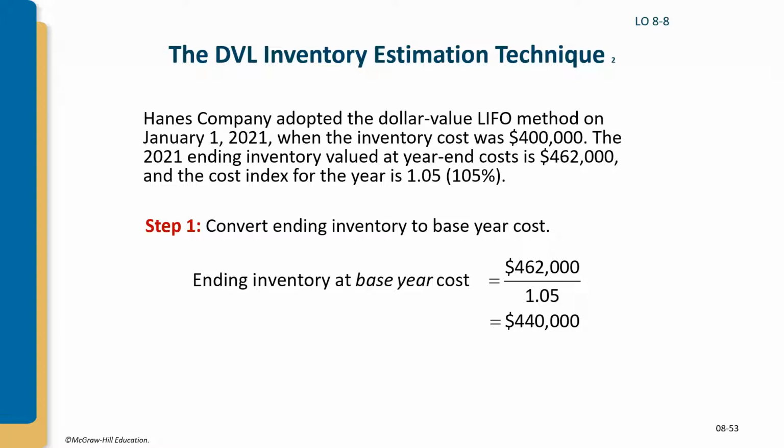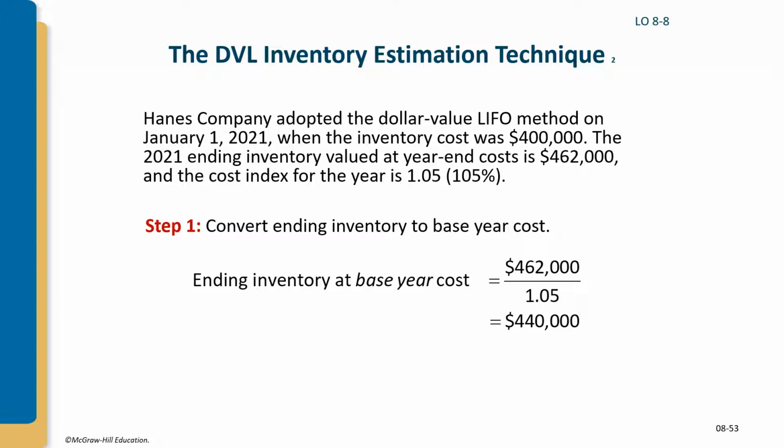2021 ending inventory in the ending inventory account was $462,000. So if we just put that on our financial statement, we would say, well, we have inventory of 462,000. Dollar value LIFO says, make sure you're really getting the true benefit of LIFO. Go through this system. It says first, determine what your cost index was for the year. How much do prices generally rise over the year? 1.05. So they're 105% of the amount they were at the beginning of the year.